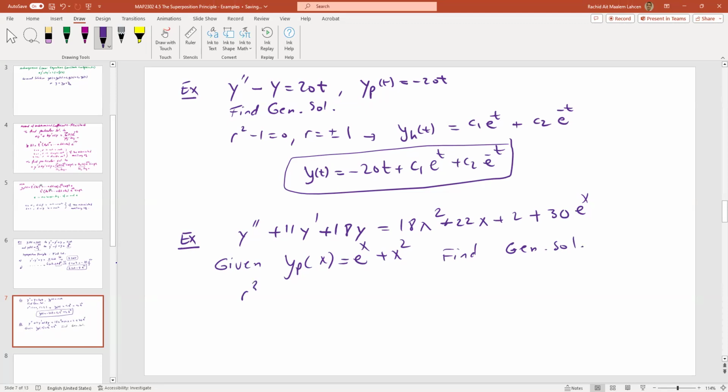All right, again, so we go r squared plus 11r plus 18 equals 0. And factor this, you get r equal to -9 and -2. Two distinct real solutions. That means for the homogeneous solution, it's going to be some arbitrary constant times e to the r1 t, which is e to the -9t.